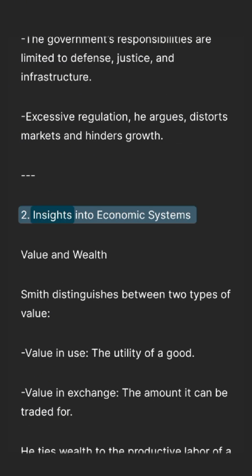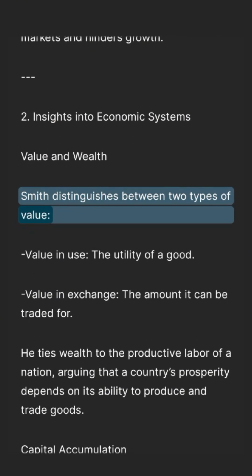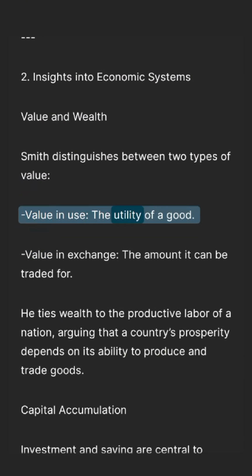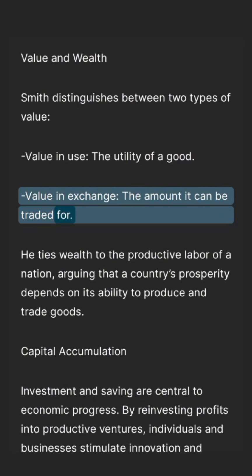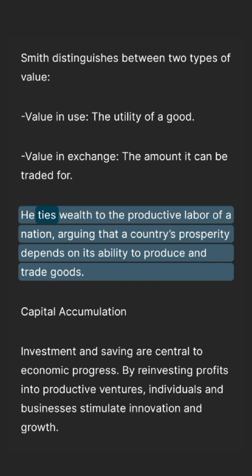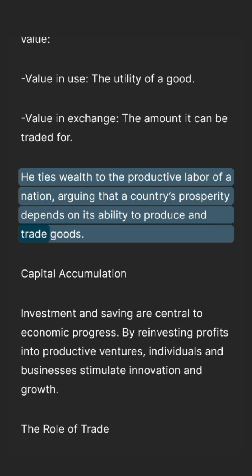2. Insights into economic systems. Value and wealth. Smith distinguishes between two types of value: value in use, the utility of a good; value in exchange, the amount it can be traded for. He ties wealth to the productive labor of a nation, arguing that a country's prosperity depends on its ability to produce and trade goods.